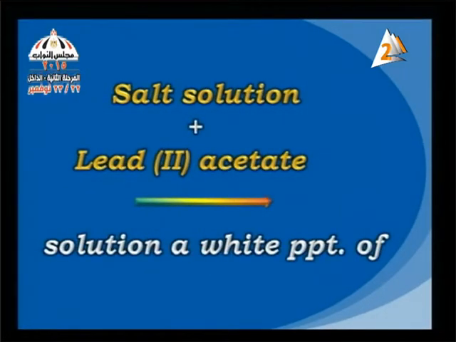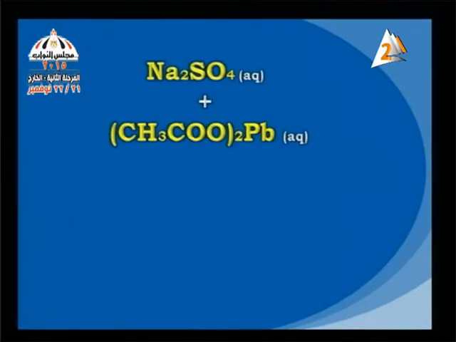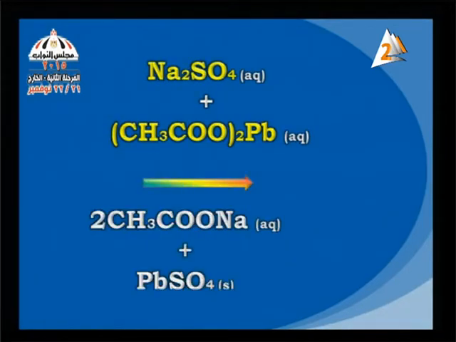It gives a white precipitate of what? Of another compound of lead acetate solution. Good. It's good to say all of them, but you must concentrate on this reaction. Na2SO4 in aqueous solution plus lead acetate, Pb(CH3COO)2, aqueous. The products will be 2 molecules of CH3COONa, sodium acetate, in aqueous solution, and we have PbSO4. It is lead sulfate, lead 2 sulfate.